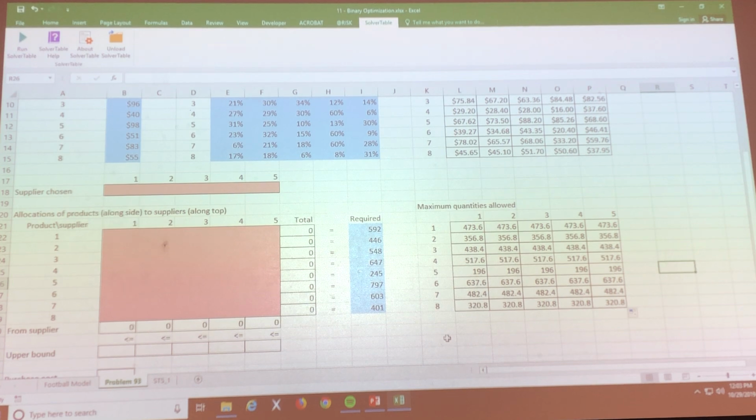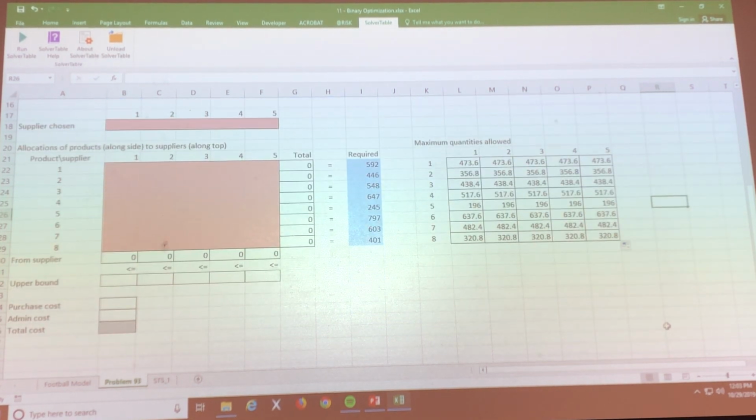Okay. So now I'm gonna put in here to this upper bound. This is what I'm gonna put in. And you're just gonna go with me for right now on this one.